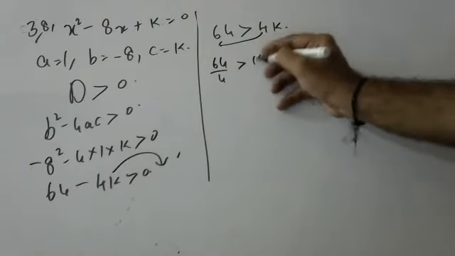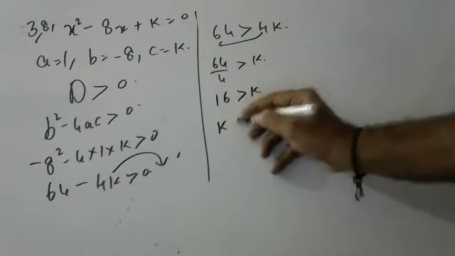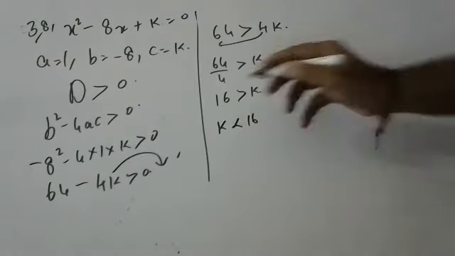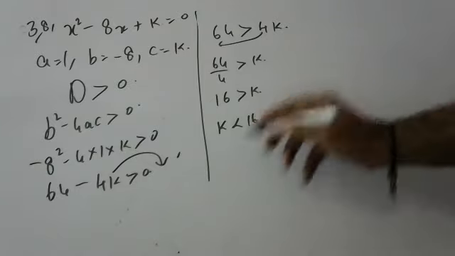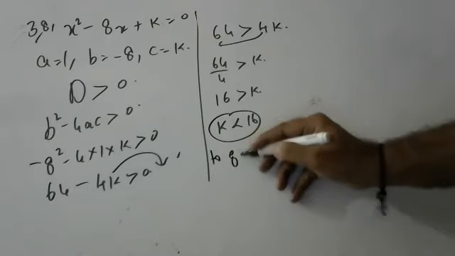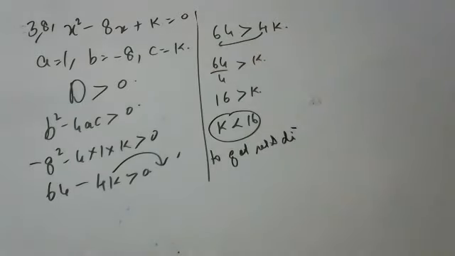64 by 4 is greater than k. 16 is greater than k. So k should be less than 16. If 16 is greater than k, it means k is less than 16. k should be less than 16 to get real and distinct roots for this equation. Okay, thank you. Next.